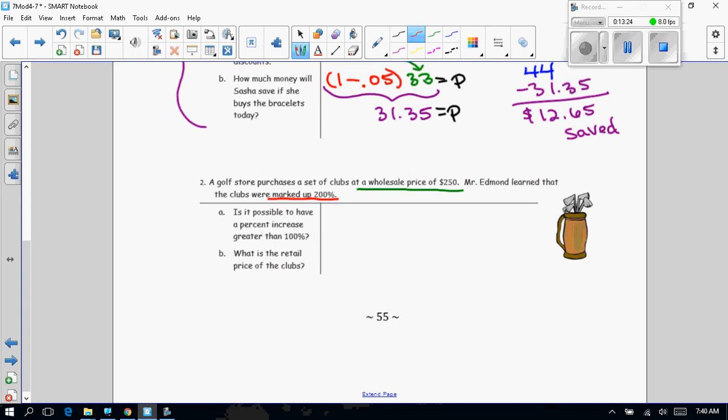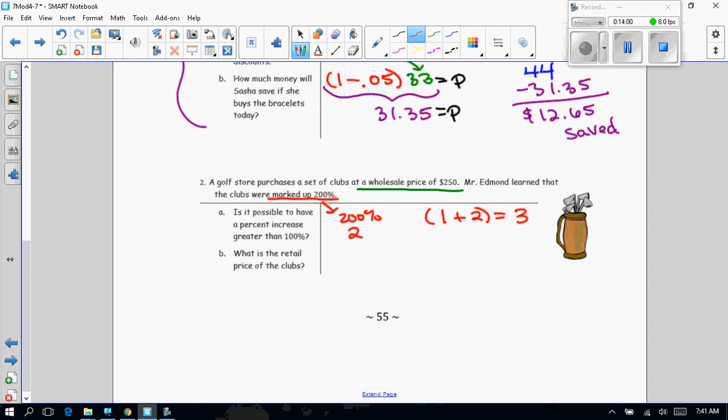Wow, that's high. Is it possible to have a percent increase greater than 200? Well, yeah, totally. They do that all the time. When you think of a 200% increase, remember percent means out of 100, so technically this is really 2. Now remember also, markup means you take 1 plus whatever that percent is, in this case 2. So technically, you're going to multiply your answer by 3.